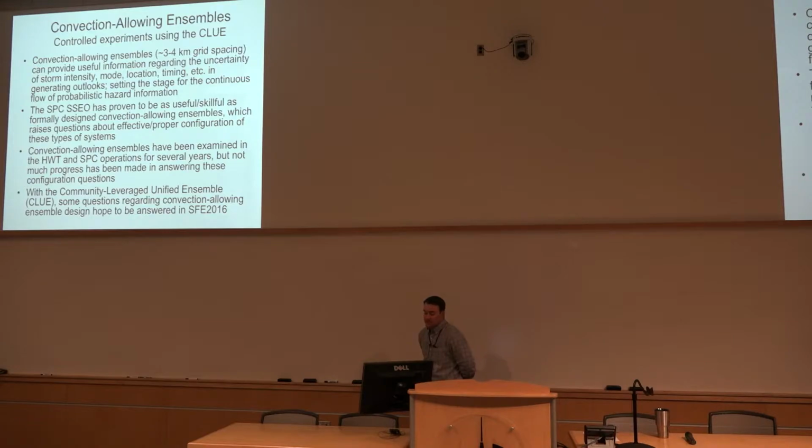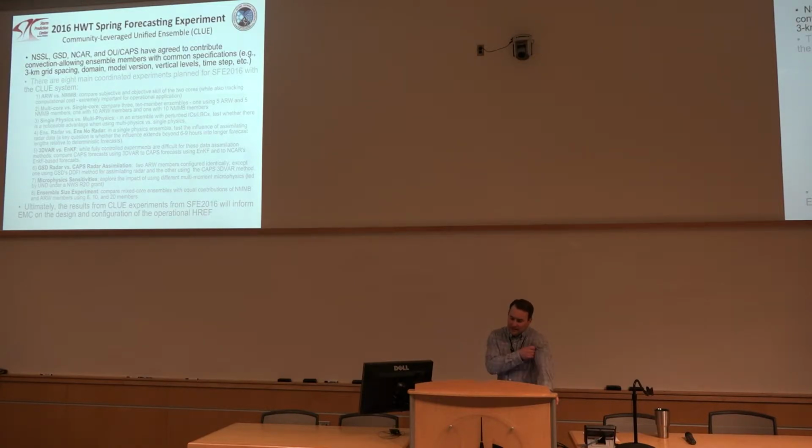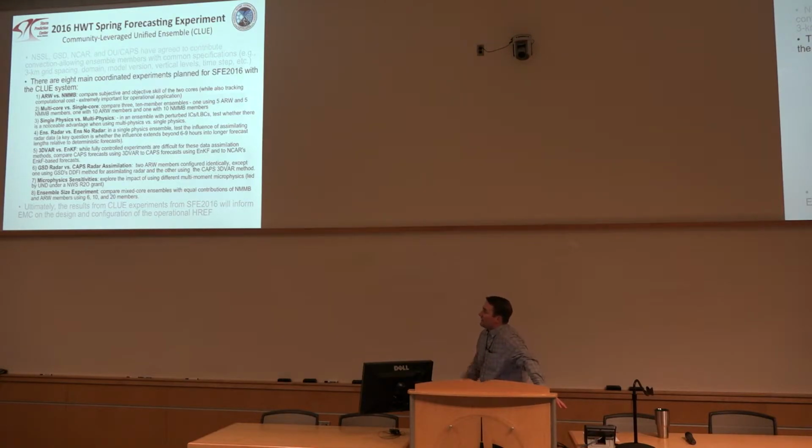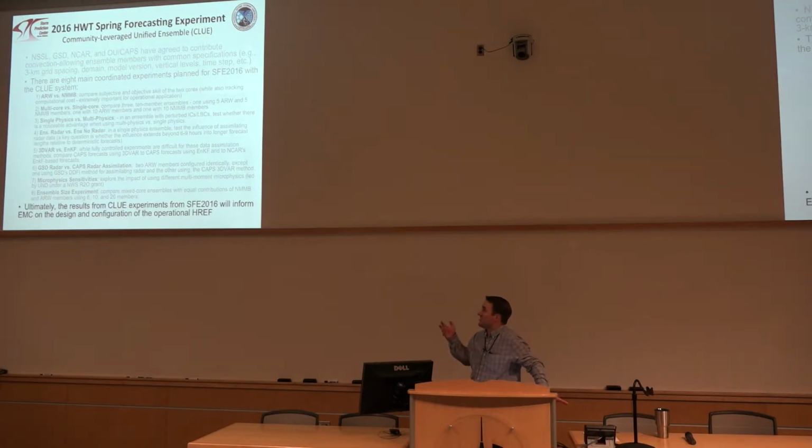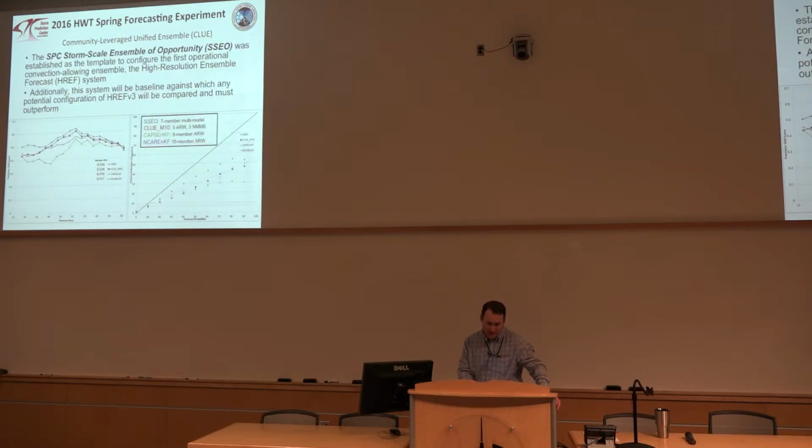So our effort this past year was to try to have more controlled experiments. We saw in 2015 several different groups just producing their own ensembles. The problem with that is we can't really say why one's better than the other because it's not a controlled experiment. So we designed this Community Leveraged Unified Ensemble, or the CLUE, in 2016 to help us out. And so we had different groups from the community help us out: NSSL, GSD, NCAR, so a lot of the major convection-allowing model experts, and they all agreed to the same specs. We had these different experiments. Too many details to go into, but I'll show some results quickly on some of that. So the idea here is that these experiments will help inform the first operational convection-allowing ensemble and the versions that come down the line.